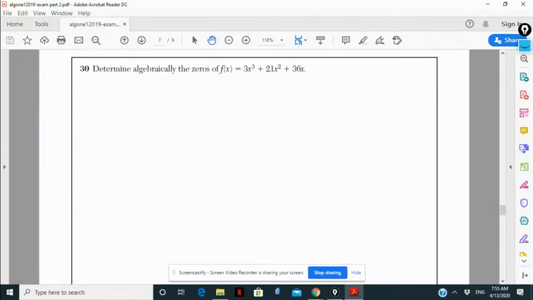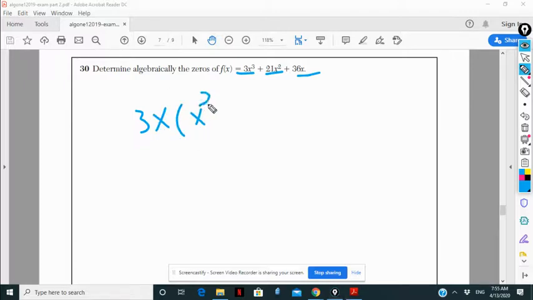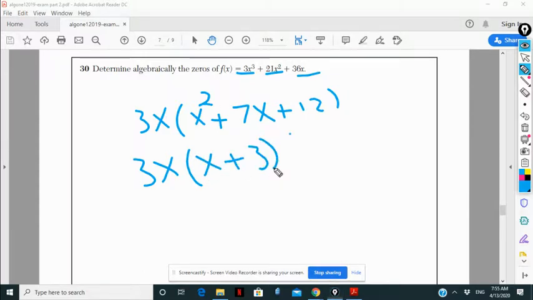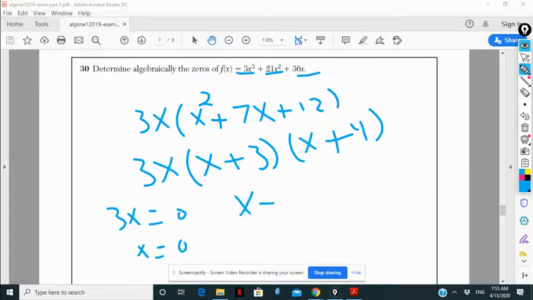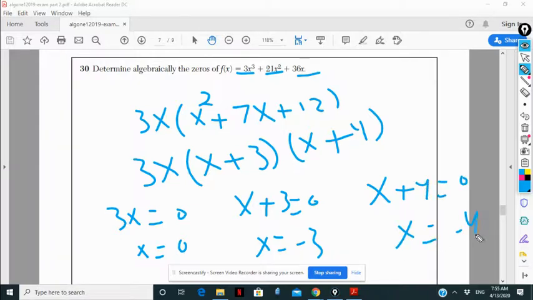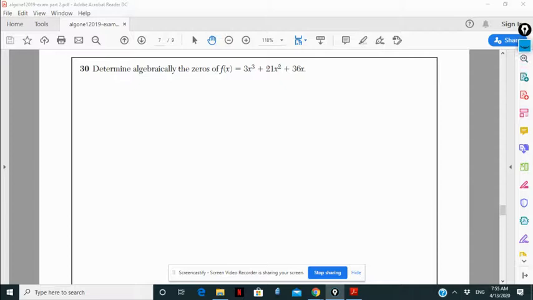Question number 30. Determine algebraically all the zeros. So the first step, I'm going to take the common factor, which is 3x. So I got x squared plus 7x plus 12. What are the factors for 12? When I add them, giving me 7, it's 3 and 4. Now, either 3x equal to 0, so x equal to 0, or x plus 3 equal to 0, so x equal to negative 3, or x plus 4 equal to 0, so x equal to negative 4. So these are the zeros for that equation.